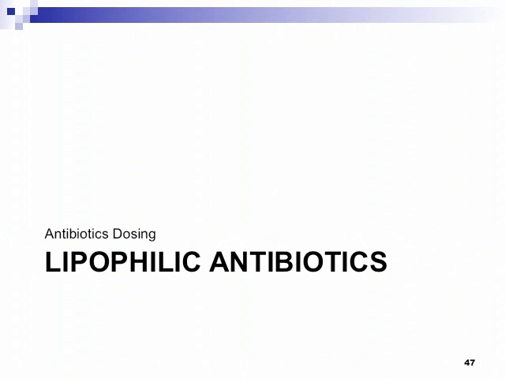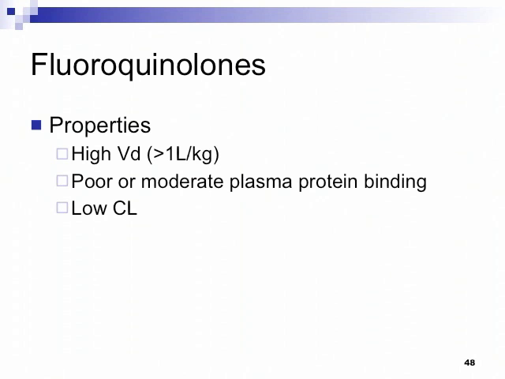Now let's look into the lipophilic antibiotics. This change is quite different from the normal dose that you usually see. Usually they have a high volume of distribution, moderate plasma protein binding, and low clearance. It stays mostly in the tissue.